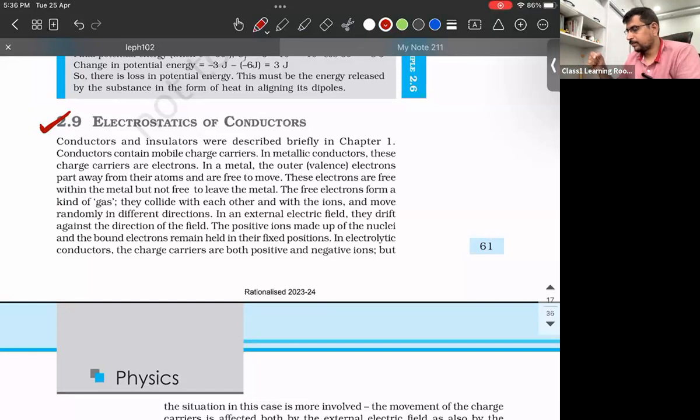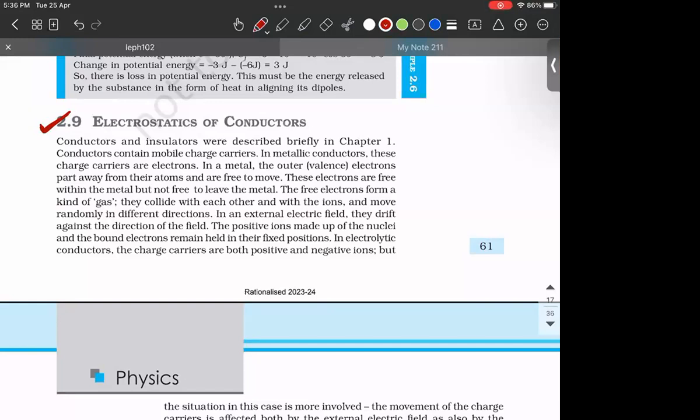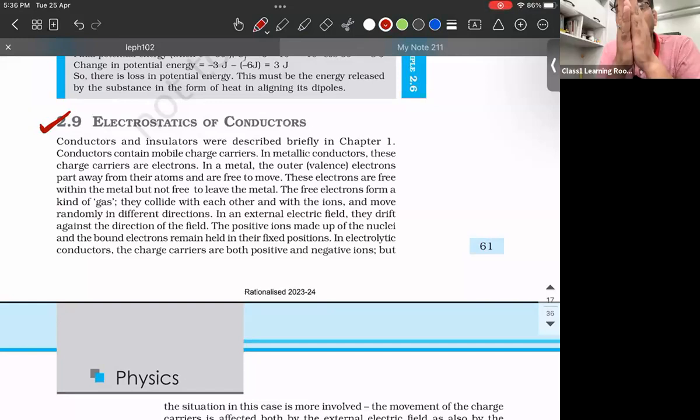Are you able to understand? Yes, sir. All the properties that are related to the electrostatics of conductors, with this we come to the conclusion of discussing conductors. The next concept we'll be seeing is dielectrics, and dielectrics are basically insulators, non-conducting materials.